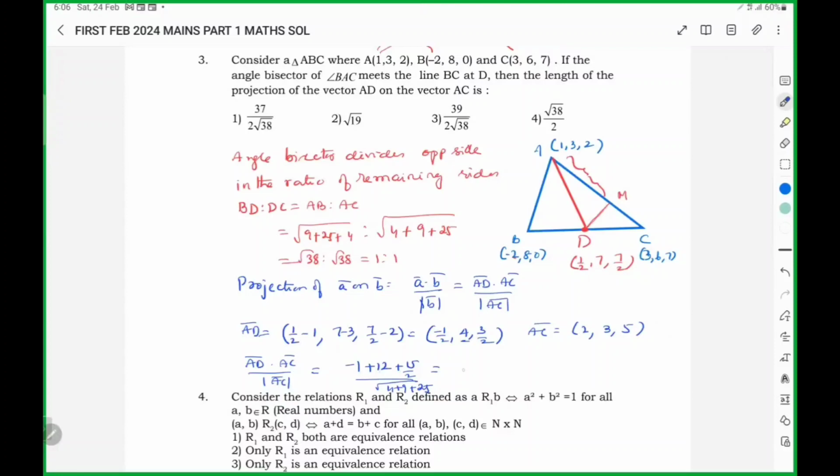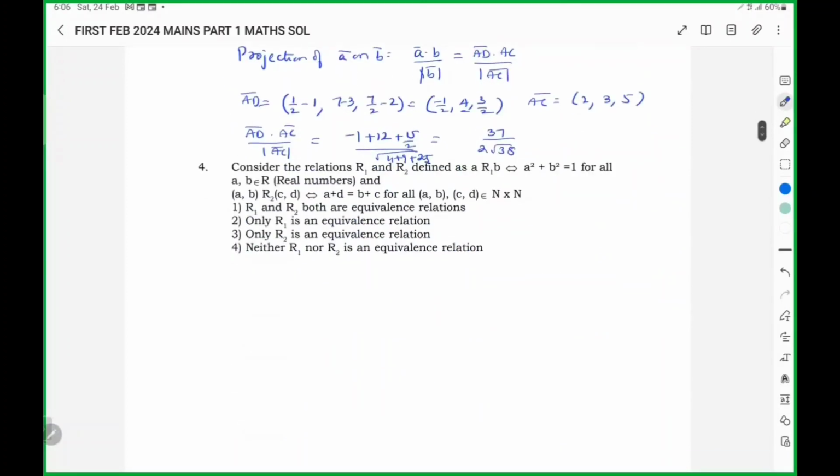11 to 22 plus 15, 37 by 2 root 38, first option. Here it is.